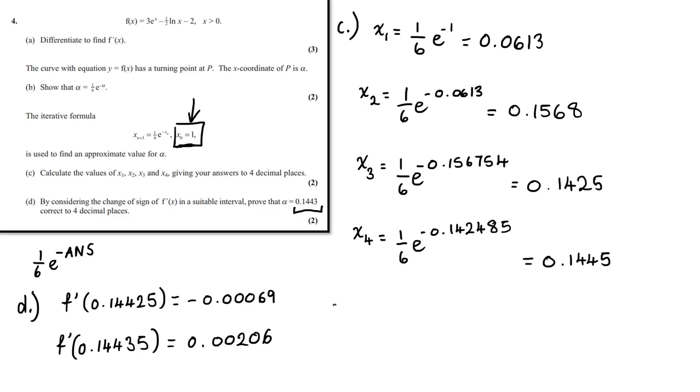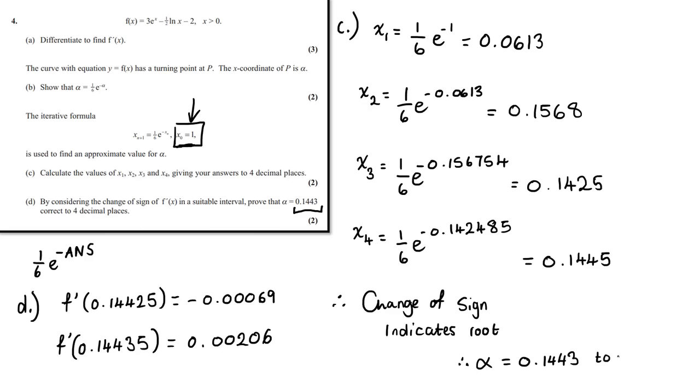so therefore the change of sign indicates that the root lies in that interval there, and therefore alpha is equal to 0.1443 to 4 decimal places. I'm running out of room a little bit. We'll do it like that. Okay. And that gives us our solution there to question 4.